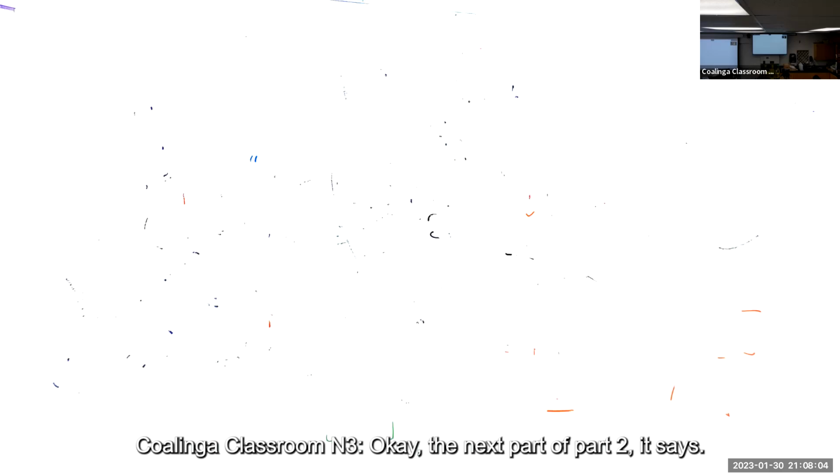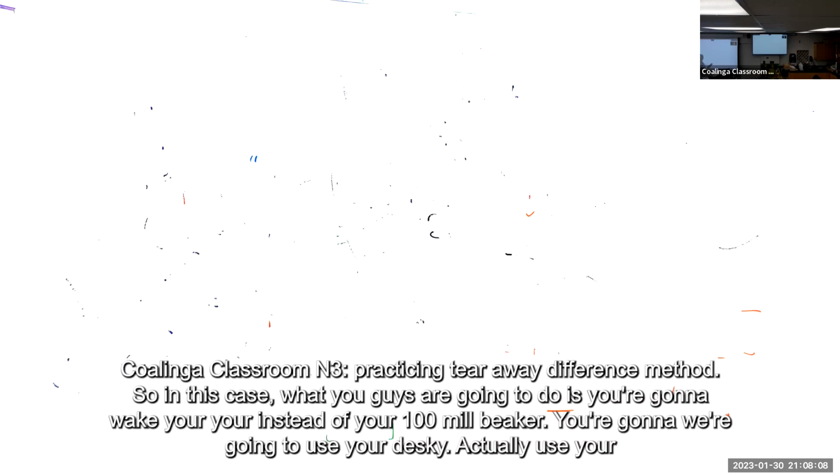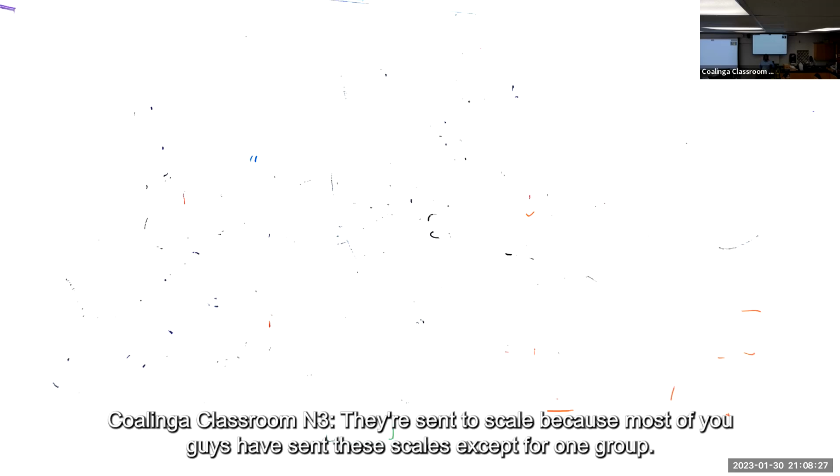Okay, the next part of part 2 says, practice using the tare weight difference method. So in this case, instead of your 100 ml beaker, you're gonna weigh your 150 ml beaker. We're gonna actually use your centi scale, because most of you guys have centi scales except for one group.